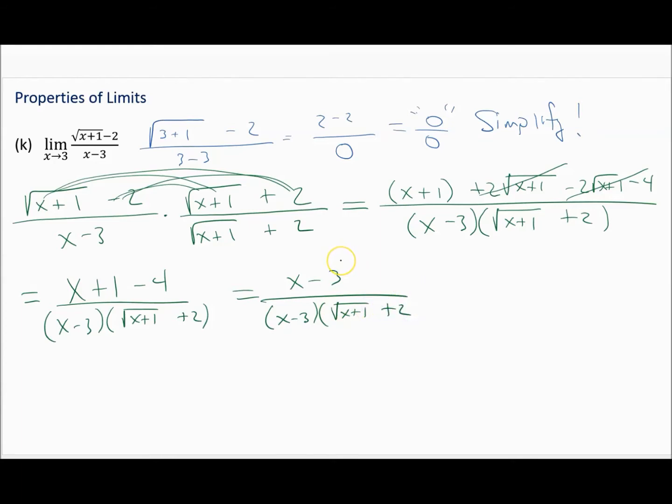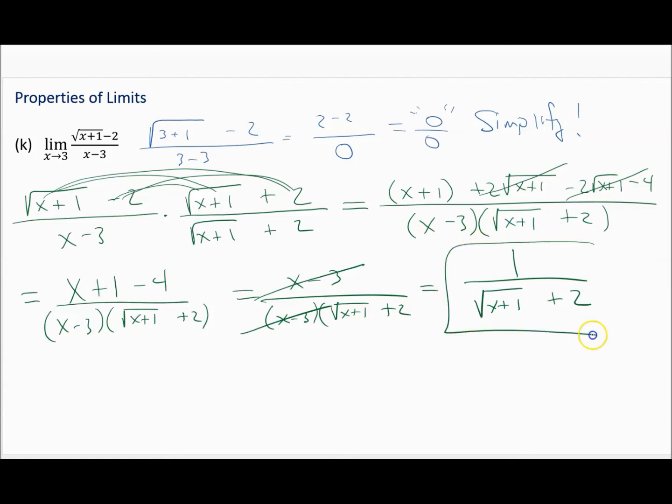Now, what I wanted to happen is going to happen. This x minus 3 is going to cancel. And now I have 1 over the square root of x plus 1 plus 2. Now how does that help? This function and this function are the same function except at one point. At x equals 3, the one that canceled out, okay? x minus 3 is the factor that canceled, but x equals 3 is the 0 for that.